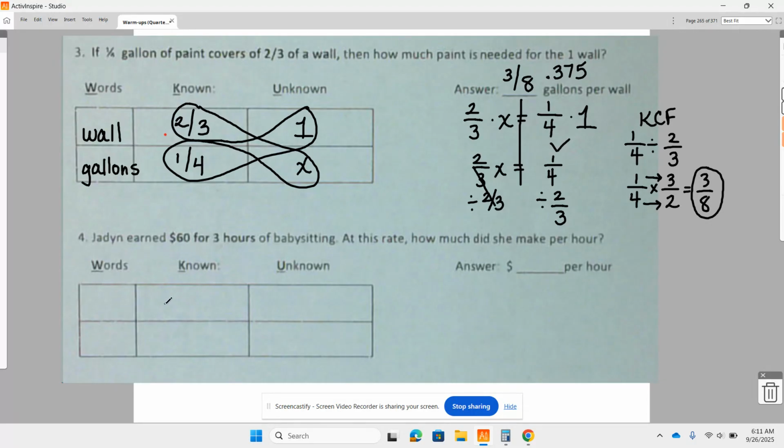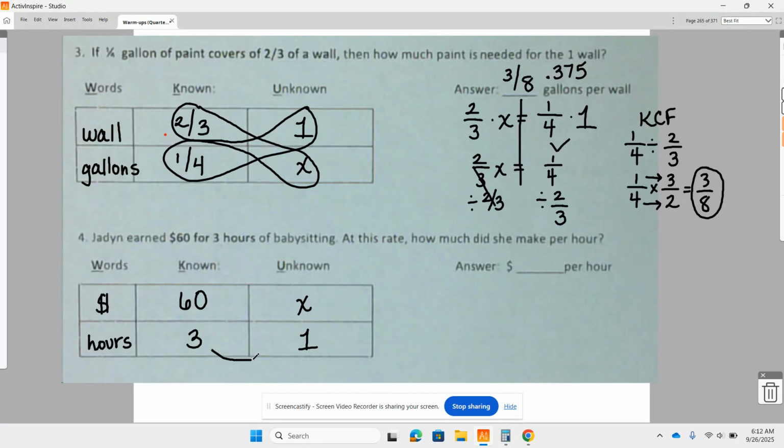All right, last one. This one is actually the easiest one on the whole sheet. So Jaden earned $60 for 3 hours of babysitting. At this rate, how much did she make per hour? So we're talking about money, how much money she earns for how many hours she babysits. We know she gets $60 for 3 hours. How much does she earn per hour? There's our X.